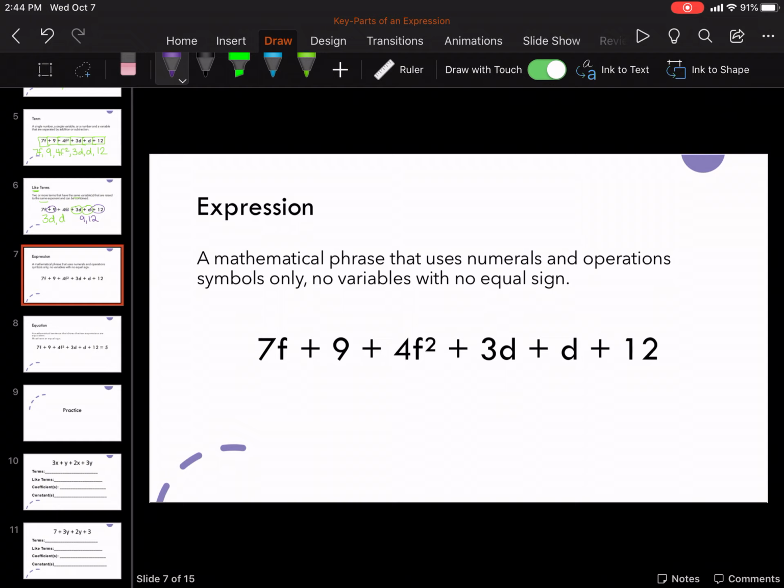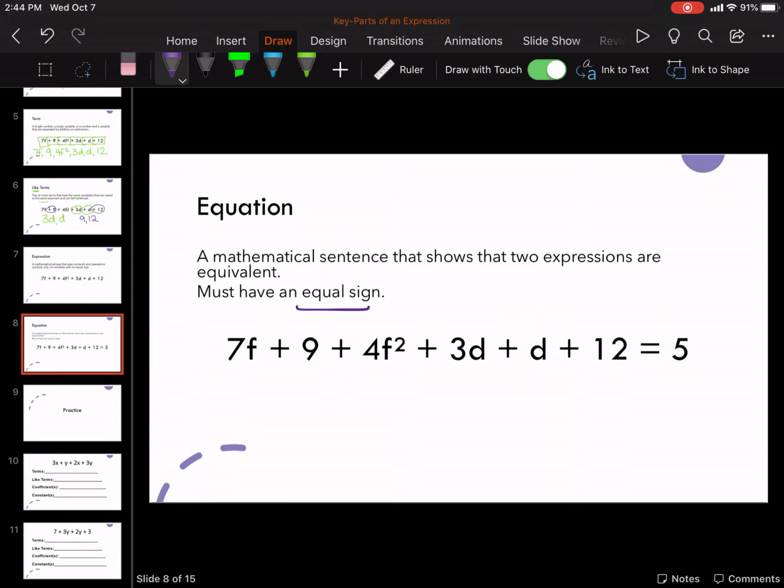So we want to remind you the difference between expression and equation. An expression is a mathematical phrase that uses numerals and operations, symbols only, no equal sign. So this is a whole bunch of variables and a whole bunch of numbers, but no equal sign, expression. Where this one, it must have an equal sign. Because it has that equal 5, it's an equation. So expression is no equal sign. What we've been doing with order of operations is an expression. We're simplifying the expression.